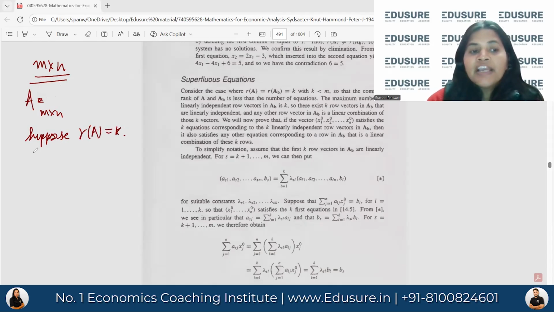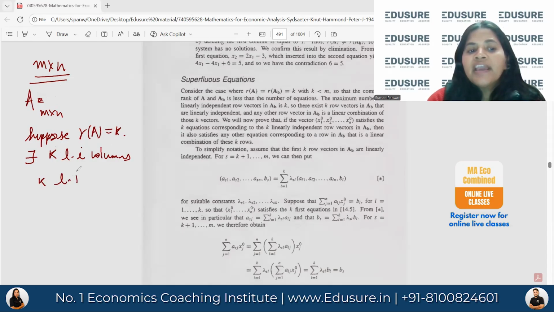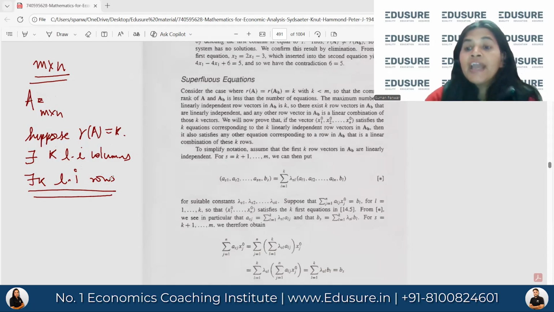What does it mean? It means that there exist K linearly independent columns, or you can say that there exist K linearly independent rows. What does it mean? Each row is actually representing an equation. So how many equations do we have? We have m equations in n variables. What are we saying? We are saying that I have only K linearly independent rows. What does it mean?